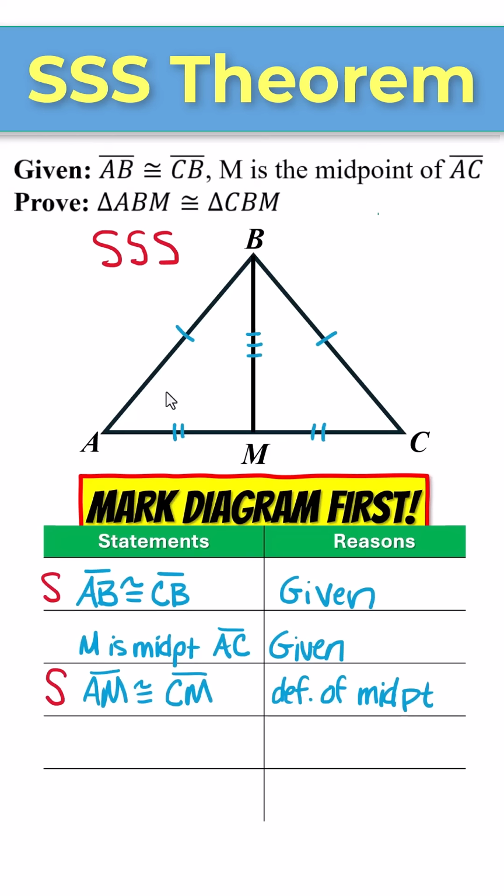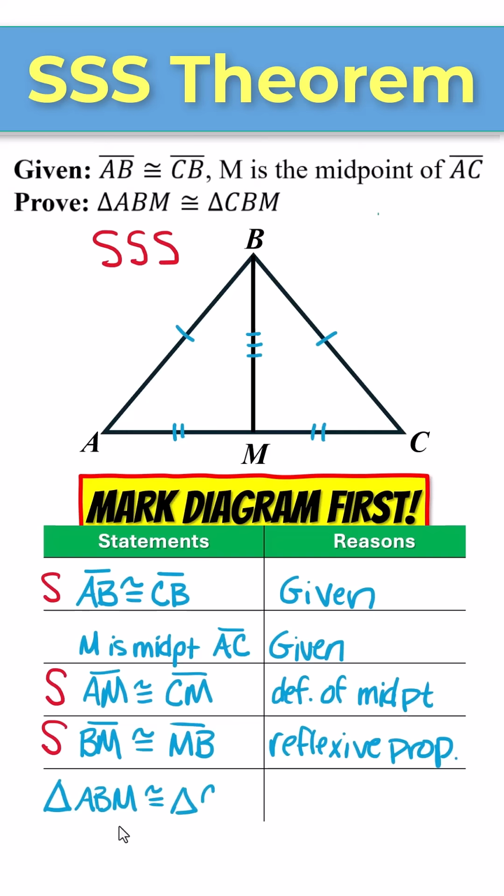Now we need the third side, which is the one in the middle, the thing that is congruent to itself. So BM is congruent to MB, and we can say that because of the reflexive property. That's when something is congruent to itself. That's the name of the property. And that's your third side. So now you can say triangle ABM is congruent to triangle CBM. I didn't just make that up. I'm just taking it from here. That's what they were asking me to prove. And the reason they are is the side-side-side congruence theorem, and that's how I abbreviate it in my proofs.